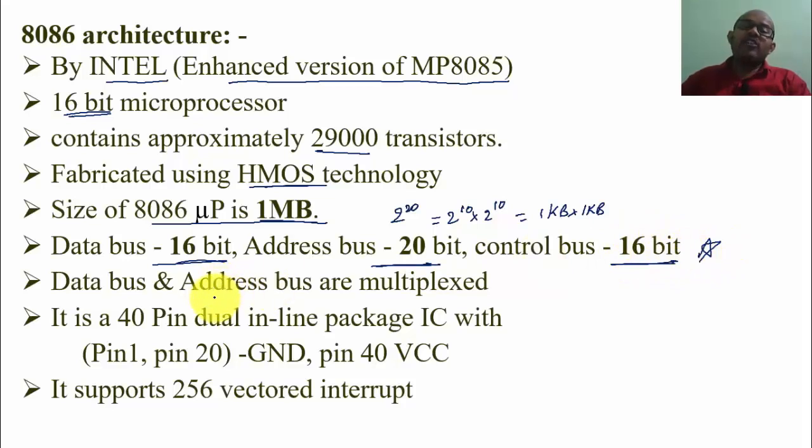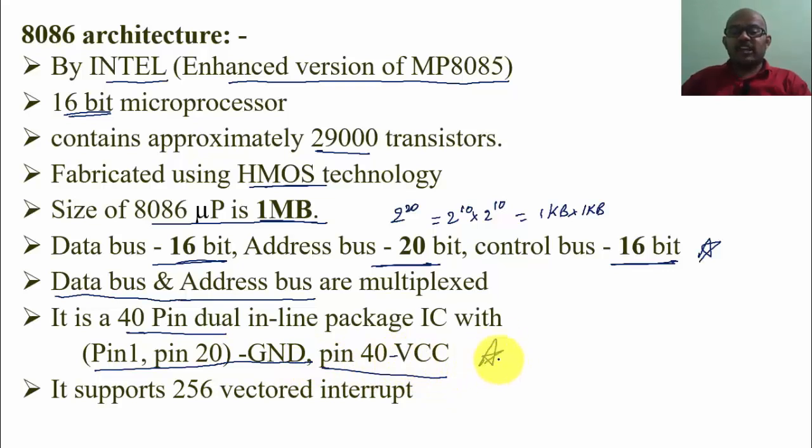And here, in order to save the pins, we are going to multiplex the data bus and address bus. It is a 40 pin dual inline package where pin number 1 and pin number 20 are connected to ground, and pin number 40 is VCC. It supports 256 vectored interrupts.